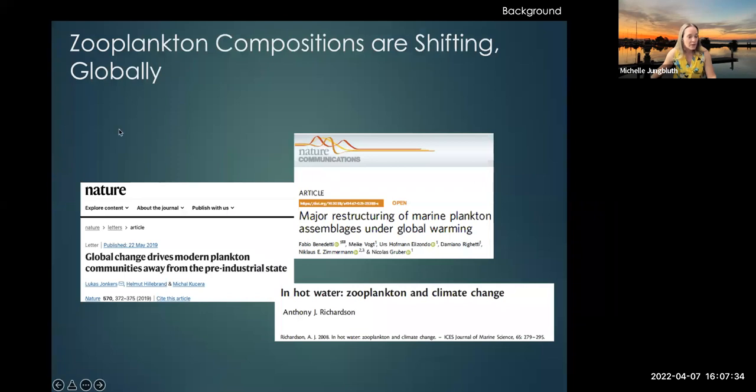Unfortunately, we know that as a result of warming and climate change, zooplankton compositions are shifting globally. And for the most part, we're starting to notice warm water species starting to travel northward, and even the cooler water species traveling poleward. And that raises some questions about how that is going to impact food webs.